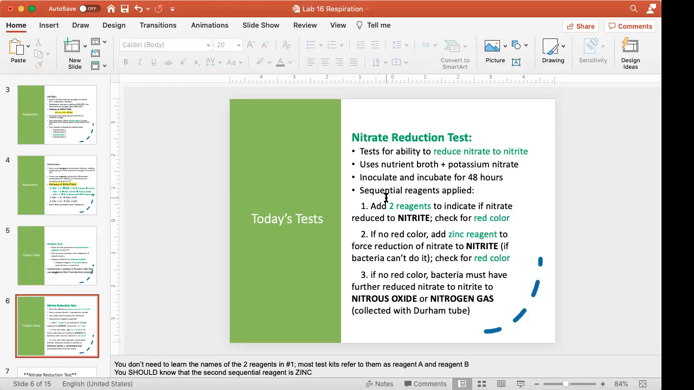Now, what about if it doesn't turn red? We can't just say, oh, it's a negative test. If we put those 2 reagents in and the tube does not turn red, you can't stop there. What that means, if it doesn't turn red, is that there's no nitrite in that tube.